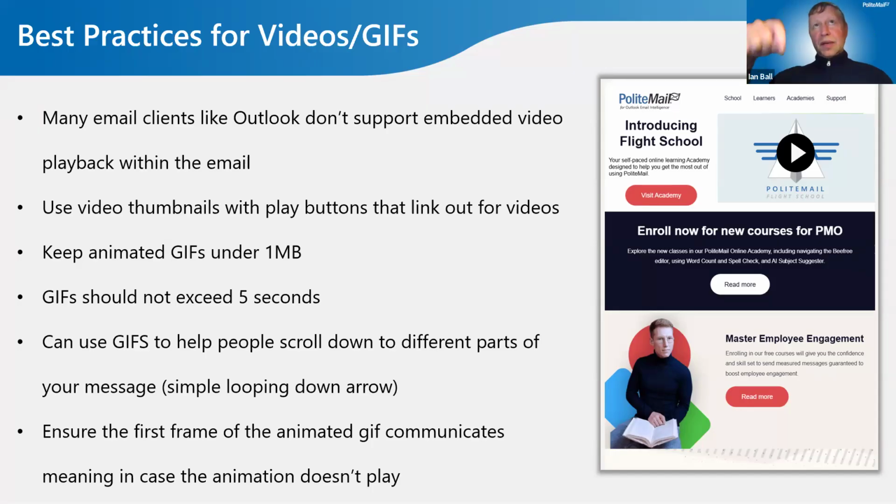Like a simple looping down arrow for engagement might work. That would be pretty light. But if you are using an animated GIF somewhere in your design, just make sure that that first frame, whoever's designing the animated GIF, still communicates the meaning of the image, right? Because a lot of email clients, when it hits the inbox, will just stop at that first frame and won't play the rest. So just make sure that if that happens, the image still makes sense.